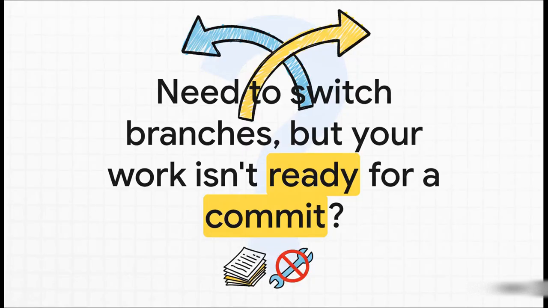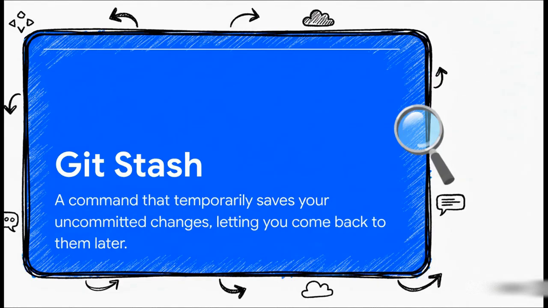So picture this. You are halfway through building a new feature. Your code is kind of messy, and suddenly, an urgent bug report comes in. You have to switch branches right now, but you can't commit your half-finished broken code. So, what do you do? The answer is git stash.